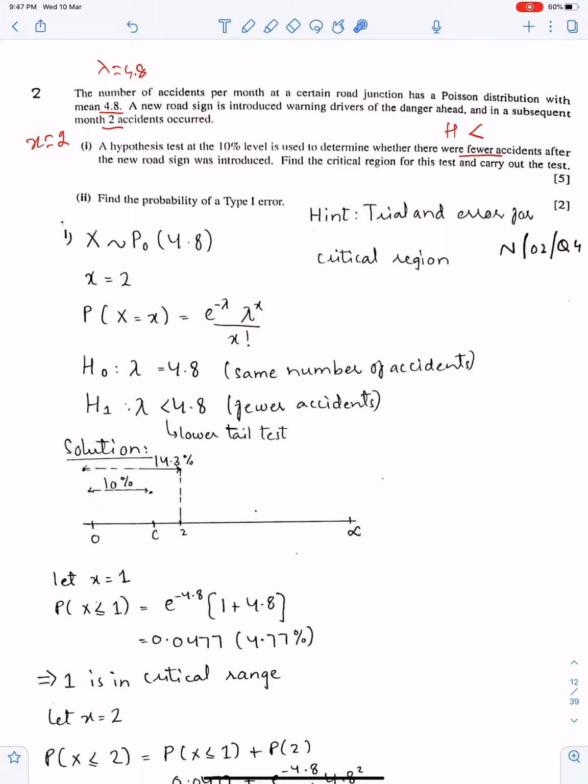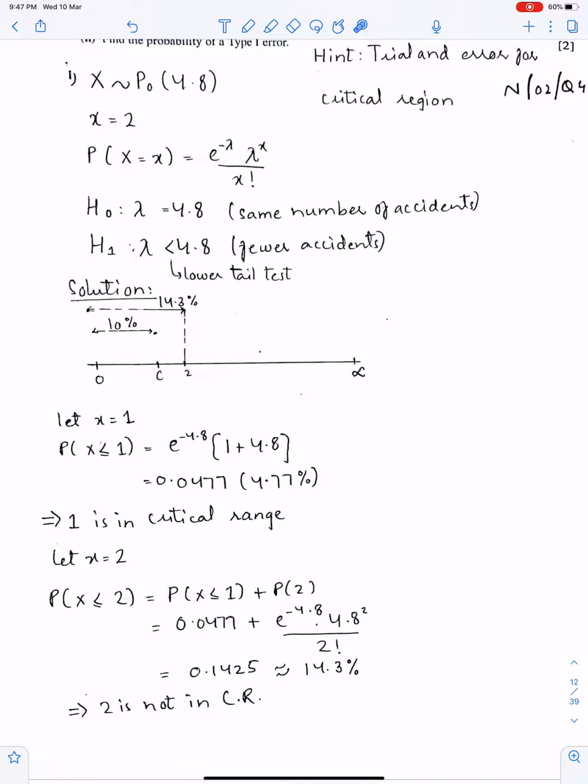Now the test. Always start trial and error from the test value if the test value is given. The test value is 2. So first check this probability, X less than or equal to 2, which is 14.3%. This probability is greater than the probability of critical region. Therefore, 2 is not in critical region. So you just need to check the probability of less than 2, which is 1. X less than or equal to 1, the probability is 4.77%. That means 1 is in critical region.